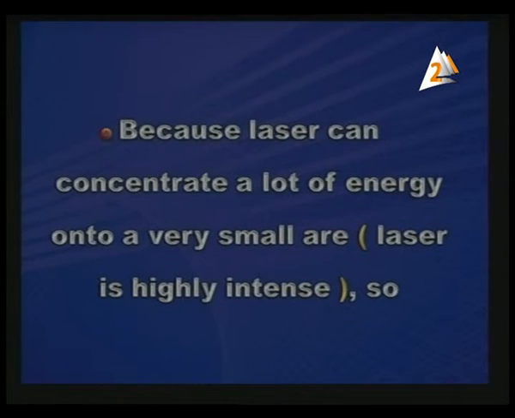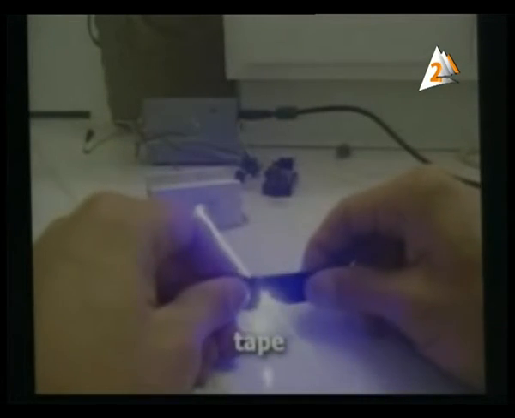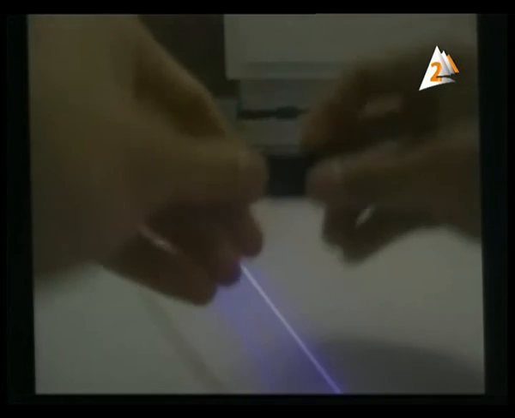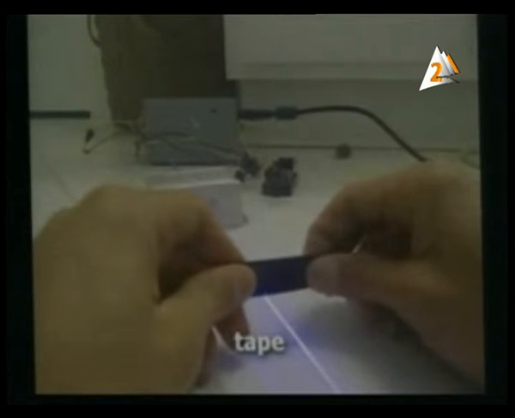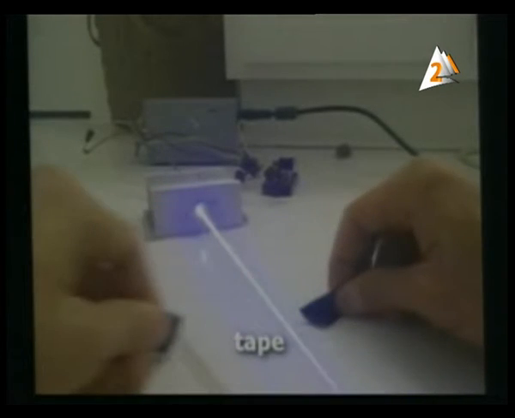Because laser can concentrate a lot of energy onto a very small area, laser is highly intense, so we can concentrate a lot of energy on a small area. So laser can be used to drill into metals, even in diamonds.